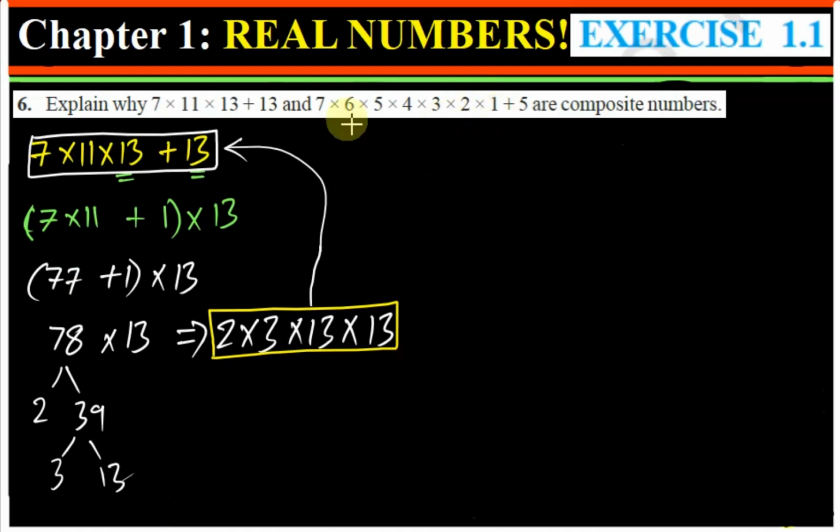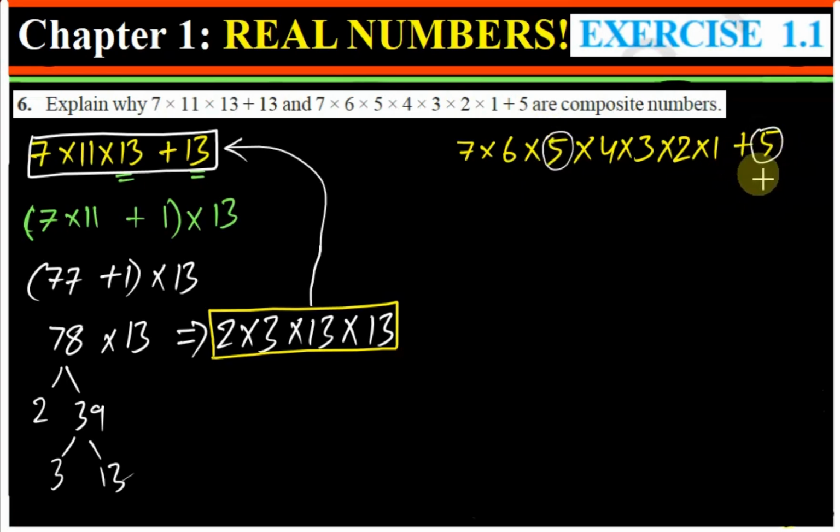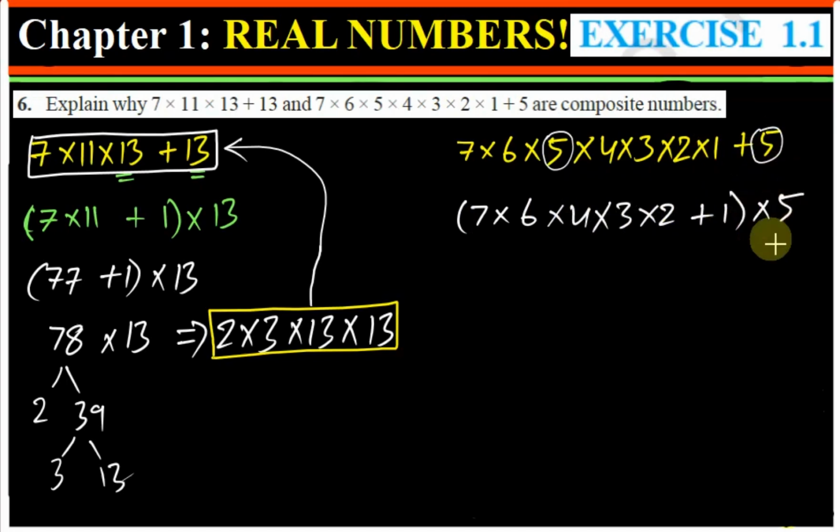Similarly, we can see the next number, that is 7 into 6 into 5 into 4 into 3 into 2 into 1 plus 5. In this you can see 5 is common. If I take this 5 common, what will be left inside the bracket? This will be 7 into 6 into 4 into 3 into 2. This 1 is not required here, and then what will be left? 1, and then into 5. We have taken this 5 common. Now again we can see 5 is a factor of this number, so this will not be a prime number, it will be a composite number.